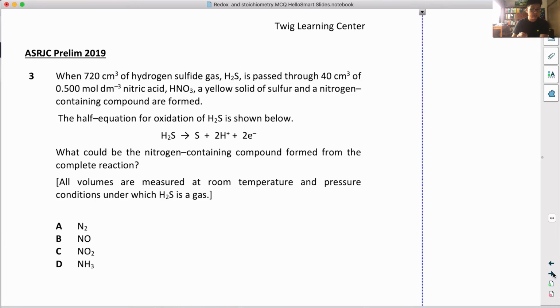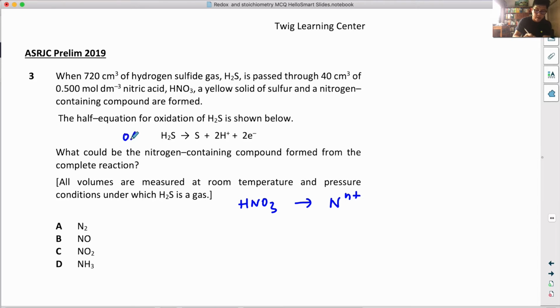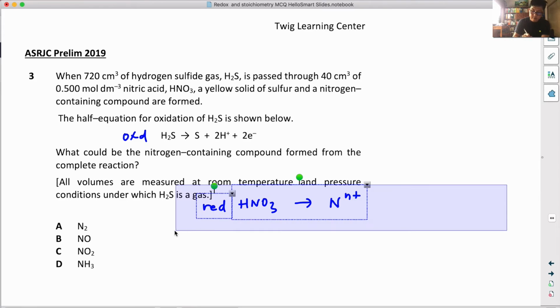All right, so I can see from here H2S is being oxidized and HNO3 is actually being reduced. Okay, it's being reduced. So I'm not sure what the oxidation number is yet, so I'm just going to put N plus. This is oxidation, this is reduction. Maybe I'll try to write it side by side.